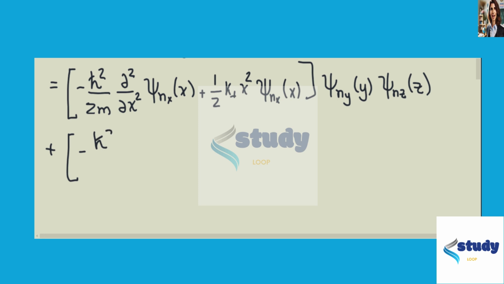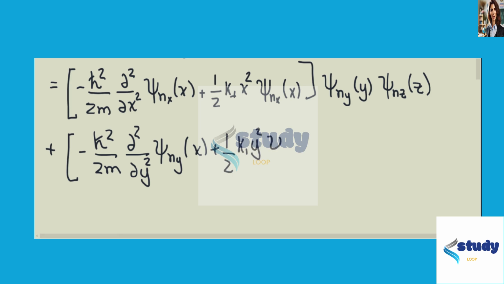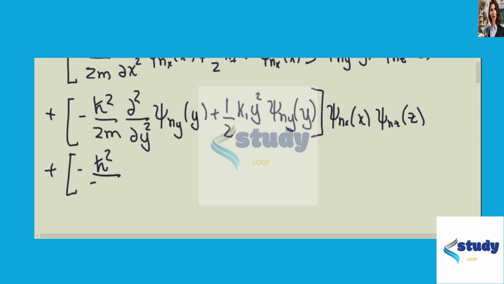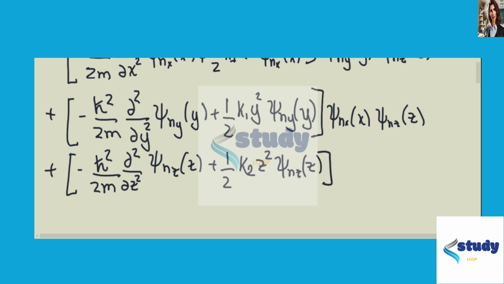Now the same terms, but for y, so we have minus h bar squared divided by 2m times the second derivative with respect to y of psi ny of y plus 1/2 of k1 y squared psi ny of y, times psi nx of x, psi nz of z, plus minus h bar squared over 2m d2 dz2 psi nz of z plus 1/2 of k2 z squared psi nz of z, times psi nx of x times psi ny of y.